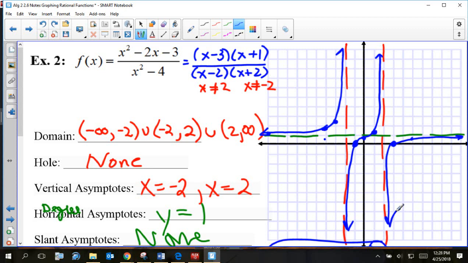If you're not sure whether to use the asymptotes, plug in more points. You will always use the vertical asymptotes. It's just the horizontal ones that sometimes the graph can pass through. Not always. All right. Next.